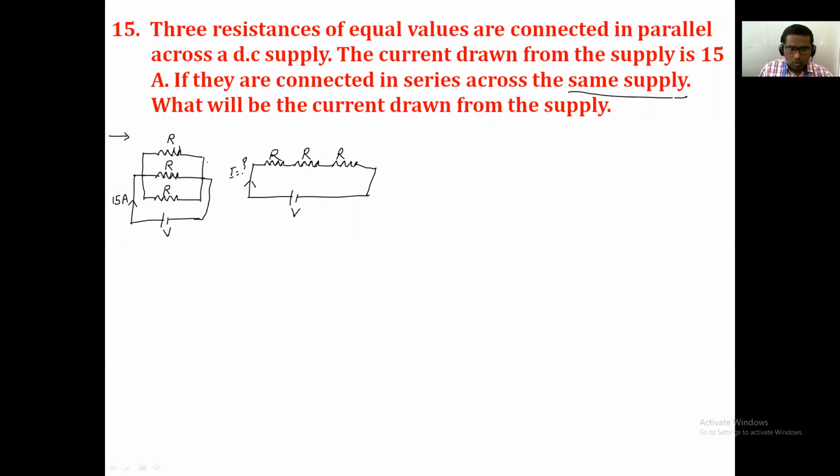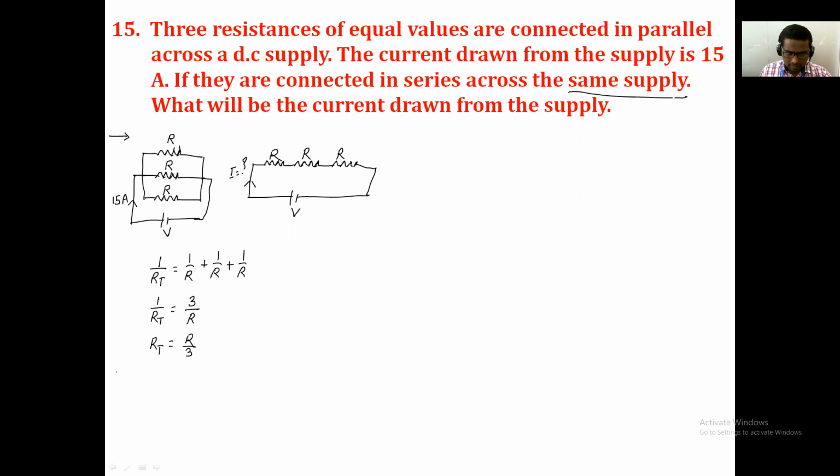As we know, when the three resistances are connected in parallel, how can we calculate the total resistance? 1 upon R total is equal to 1 upon R plus 1 upon R plus 1 upon R. Here the denominator is the same, so we can add the numerators. So 1 upon R total is equal to 3 divided by R. Taking the reciprocal of both sides, R total is equal to R divided by 3.